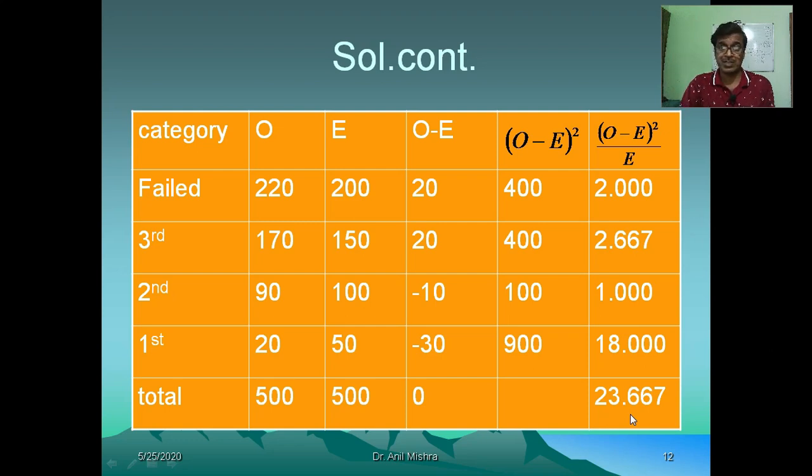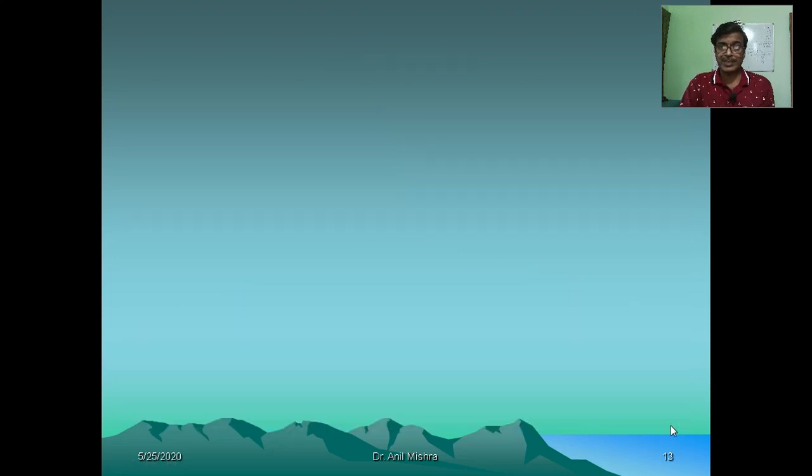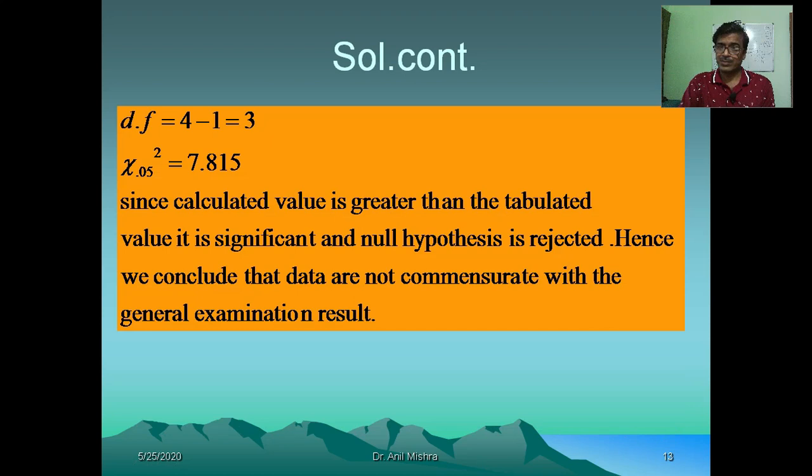So what is the interpretation part? The interpretation will be like this. As the degrees of freedom is 3 and at the 5% level of significance, the critical value, as given inside the problem, is 7.815. So we find that it is highly significant, and we have to reject the null hypothesis. Hence, we conclude the data are not commensurate with the general examination's result. Right? We have to reject the null hypothesis.